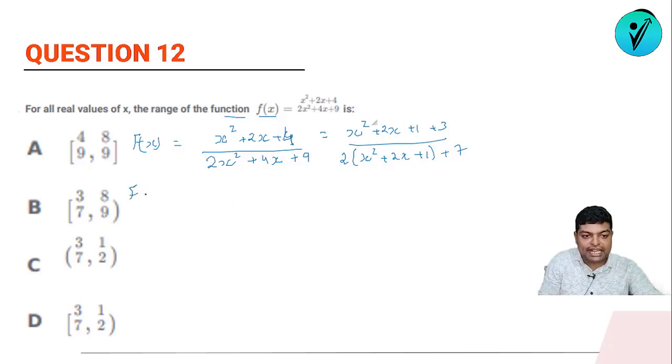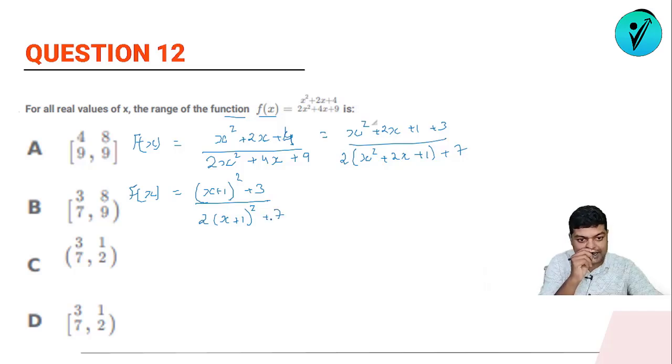So f of x can be written as x plus 1 whole square plus 3 upon 2 times of x plus 1 whole square plus 3 plus 7. Now suppose we take a as x plus 1 whole square plus 3.